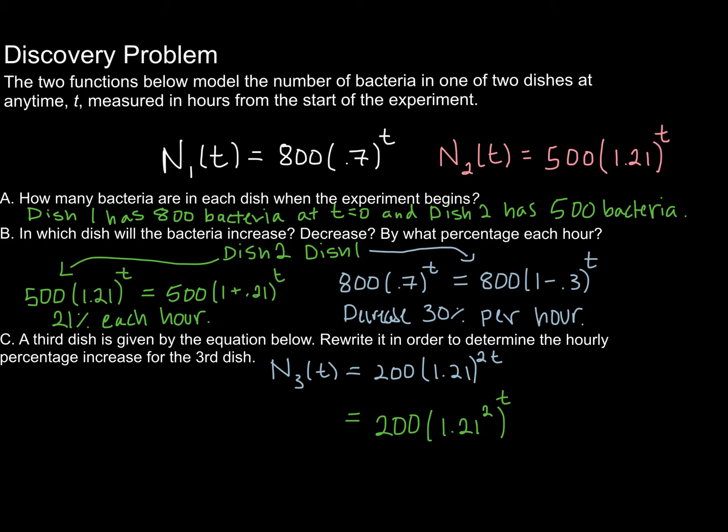Now 1.21 squared is a value that I can find very easily using a calculator, and that will allow me to rewrite the expression with my exponent as just t, so that I can clearly see what I'd multiply by each time t increases by 1. Doing so gives me a new base of 1.46. So I have 200 times 1.46 to the t. And rewriting it as I have done previously now as 1 plus 0.46, I can clearly see that the percentage increase is going to be 46% each hour.